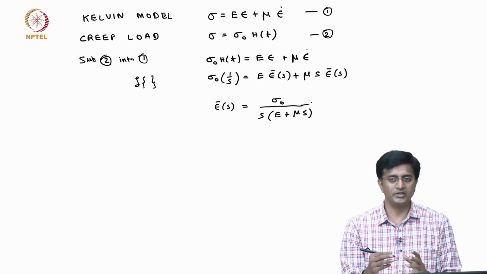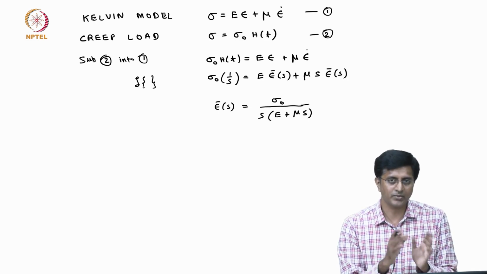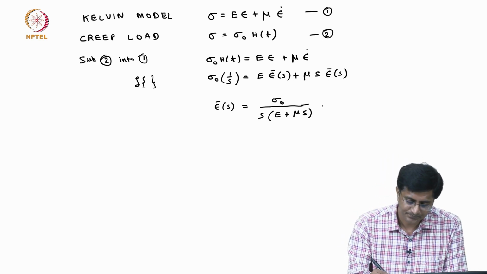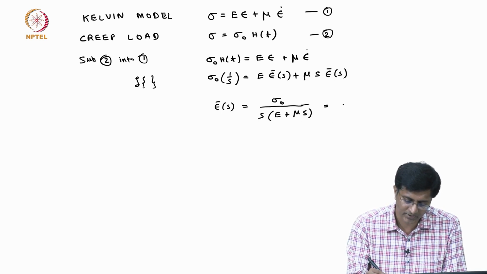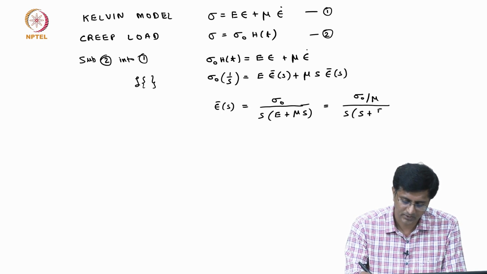So, again let us simplify this so that we can write it in standard terms, where we can have 1 by s plus some constant, times s plus constant a. For this, first let us bring the denominator into s plus constant. For that we will multiply both numerator and denominator by 1 by mu. So, sigma naught by mu should give us s times s plus E by mu.